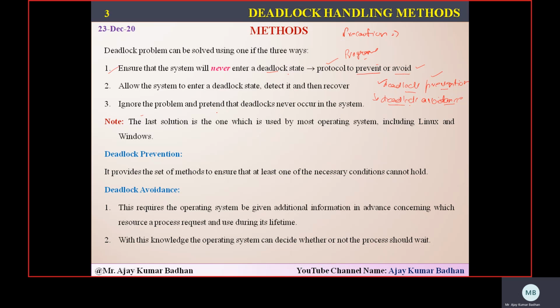And the next step says that we can allow a system to enter into a deadlock state, detect, and then recover. This third algorithm is deadlock detection. So in this particular sub part, we have three important algorithms: the first one is deadlock prevention, then deadlock avoidance, and deadlock detection.